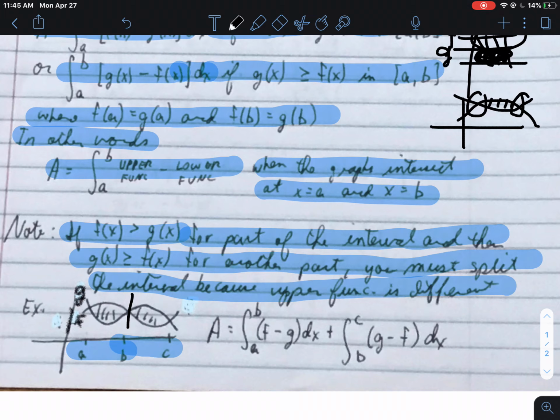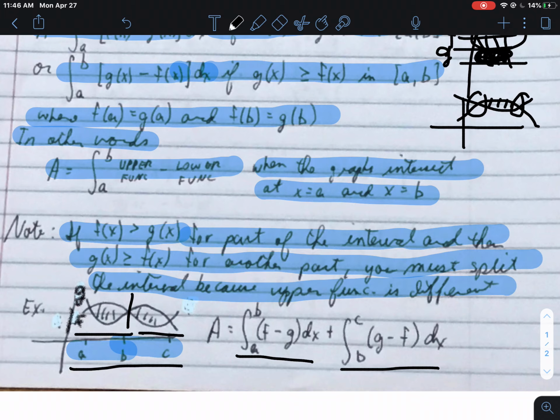So we would have to split the integral and say, okay, let's find the interval from A to C all the way across to calculate the area between the two curves. I'm going to have to calculate the area from A to B where f is on top and g is on bottom, so I'm using f minus g. Then I'll add the integral from B to C where g is on top, so I would use g minus f.